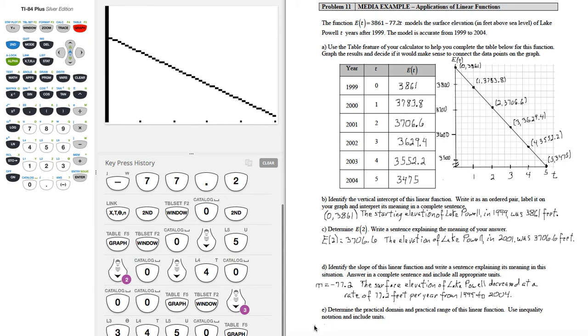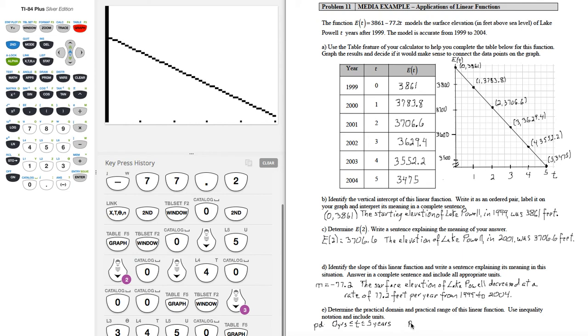So the practical domain, I'm just going to call PD, is the entire set of input values that we can use inside this function. And we know that time goes from 0 to 5, and that is years. So my inputs start at 0 years and go all the way up to 5 years. So this is our practical domain for this function.